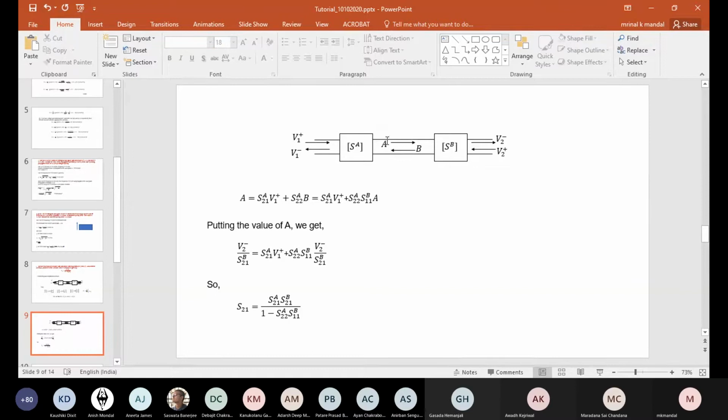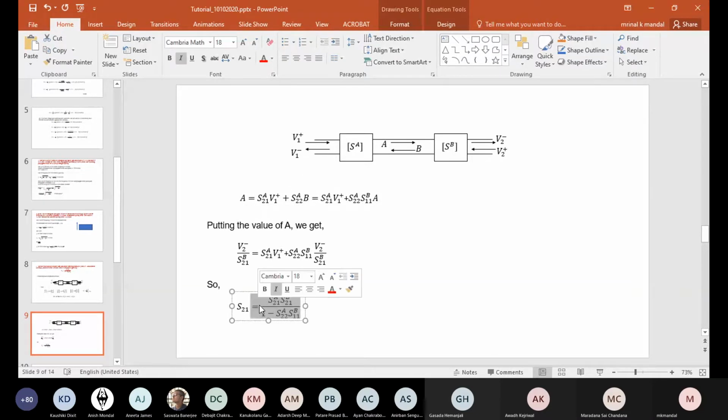It comes and is then reflected back from port 2 of this first network, and that is defined by S22A into B. B is the incident wave. So it is coming like this. Now put the value of A in the definition and express it. The S21 is equal to what comes out. Then after that it's straightforward.